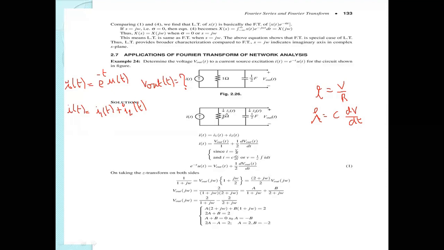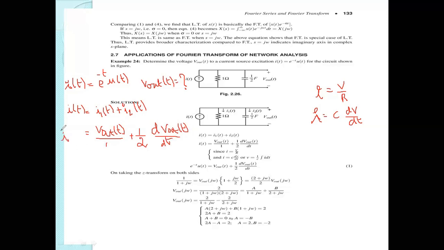Now I can use this. The current through the resistance, I1, is V by R. What is the V? It is nothing but here V out of t, divided by R. R is here 1 ohm, so V out of t, plus I2 of t, which passes through the capacitor, is C into dV by dt. What is the C here? It is 1 by 2, into dV out of t by dt.